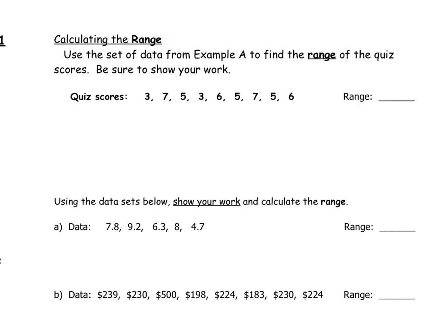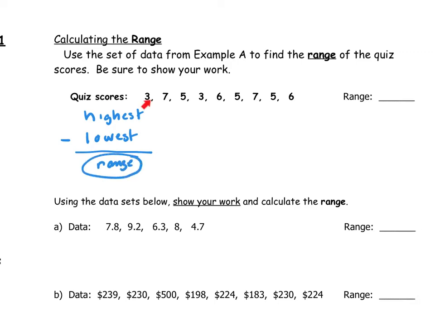So we're going to turn our focus to calculating the range. The range is relatively easy to find. We're going to use the set of data from example A that we saw on the front of the page, and here it is again, to find the range of the quiz scores. It says be sure to show your work. So I would like you to write down what I'm writing down right now. We're going to start with the highest number, and we're going to subtract the lowest number. And what we'll get is the range.